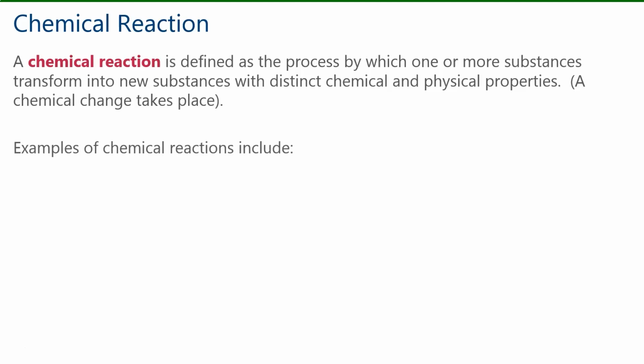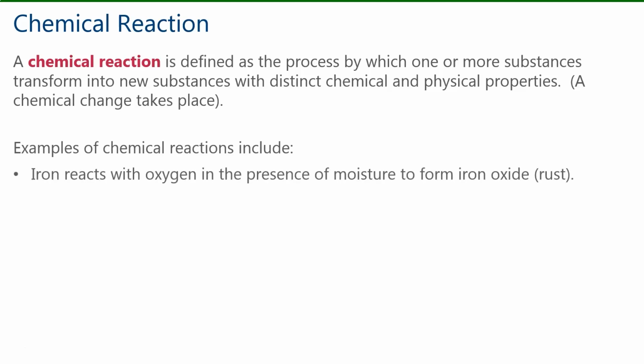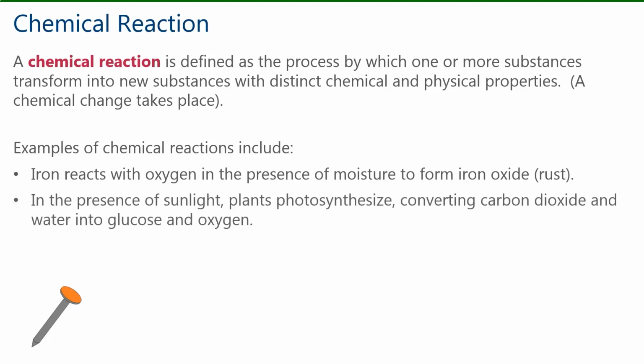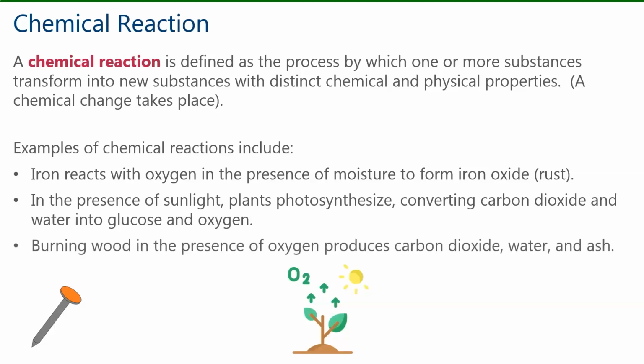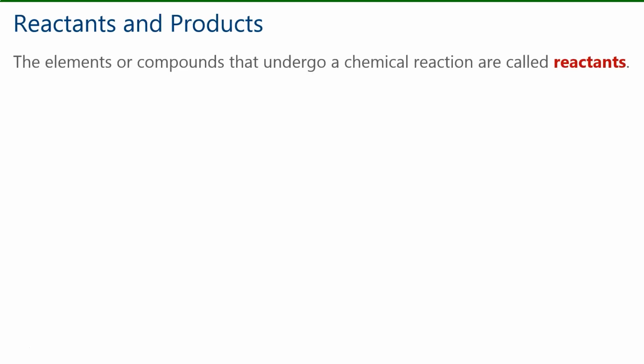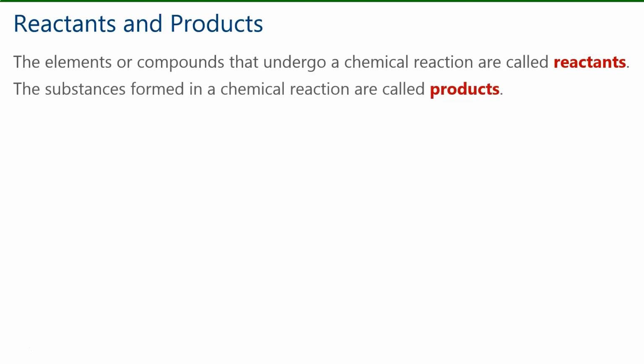Some examples of chemical reactions include iron reacts with oxygen in the presence of moisture to form iron oxide, or rust. In the presence of sunlight, plants photosynthesize, converting carbon dioxide and water into glucose and oxygen. And burning wood in the presence of oxygen produces carbon dioxide, water, and ash. The elements or compounds that undergo a chemical reaction are called reactants. The substances formed in a chemical reaction are called products.